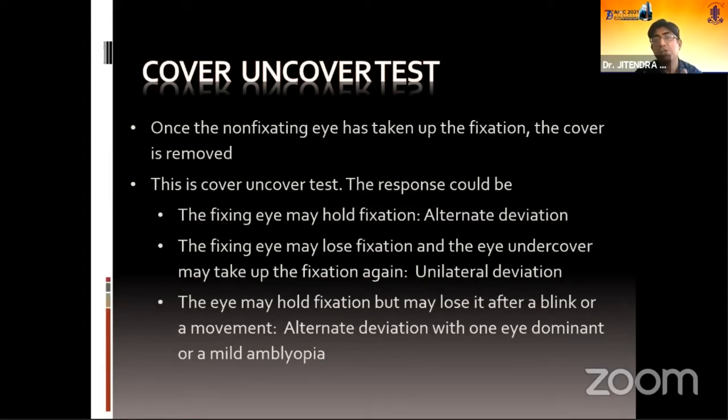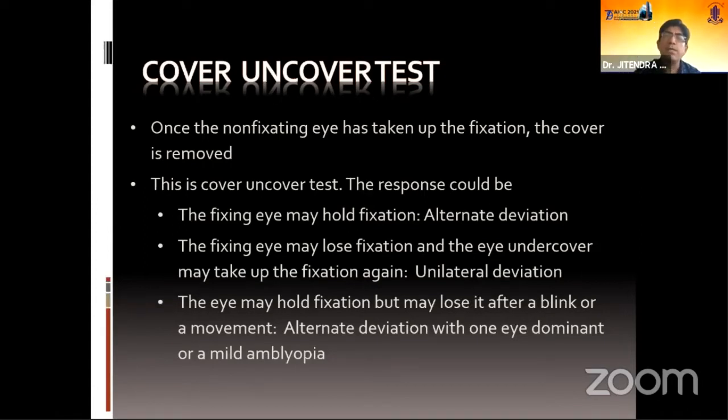Once you uncover that eye, the other eye which had taken up the fixation may hold the fixation. In that case, you will call it alternate deviation: alternate eso, alternate exo, alternate hyper. It is alternate because both eyes are able to take up the fixation, so the patient or child is able to alternate. This is completely different from the alternate cover test.